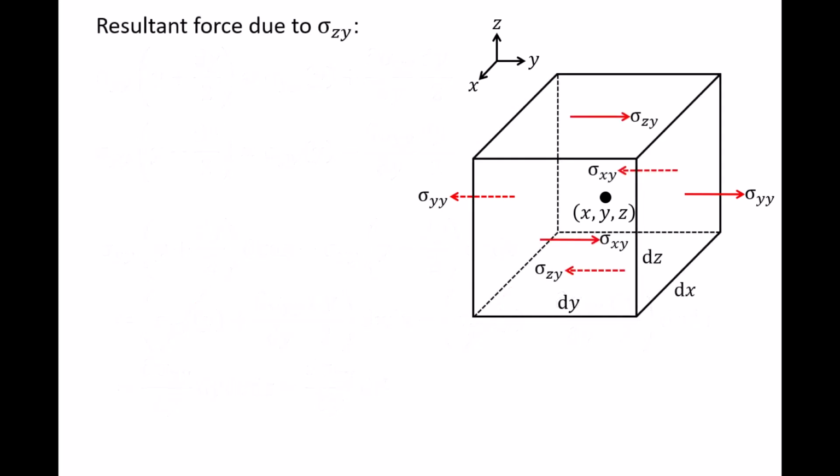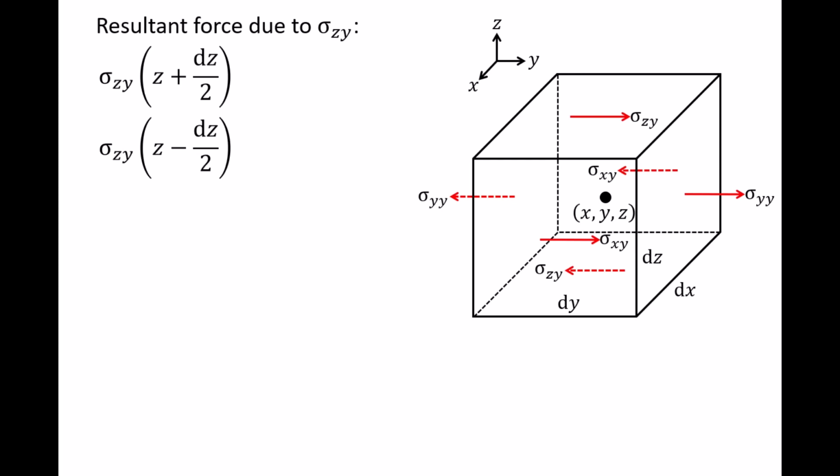Now we turn our attention to the resultant force caused by the sigma zy stresses. Sigma zy acts at the top surface at a distance 1/2 dz from the center of the control volume. We will denote this as sigma zy at location z plus dz over 2. Sigma zy on the bottom surface acts at a distance negative dz over 2 from the center of the control volume. And we will denote this as sigma zy at location z minus dz over 2.